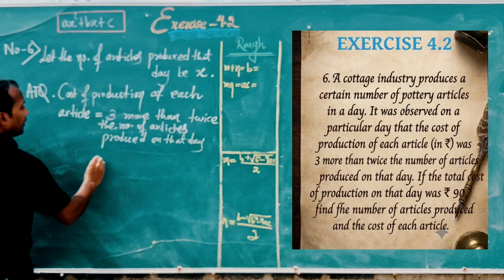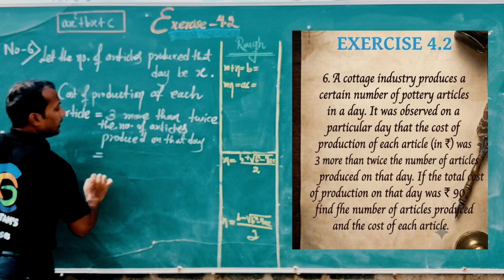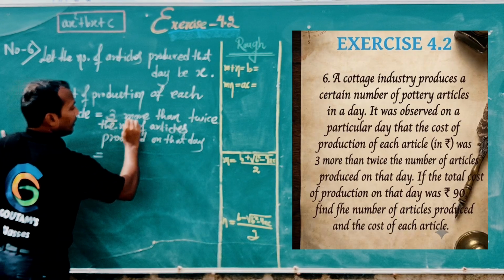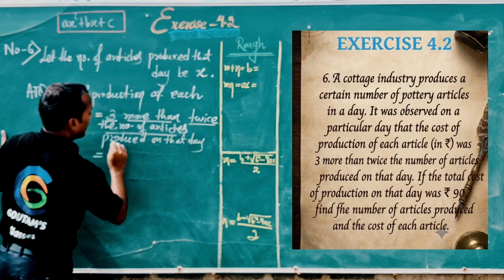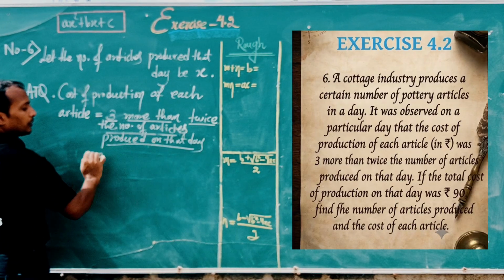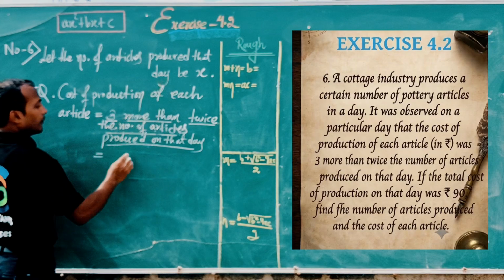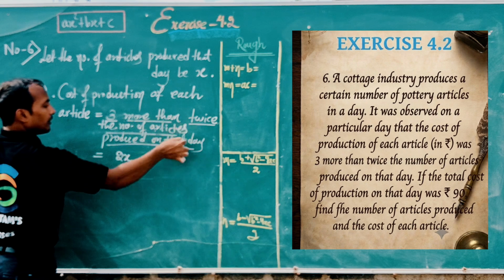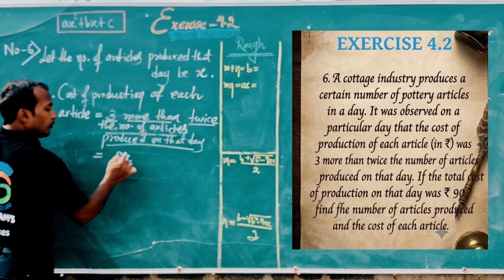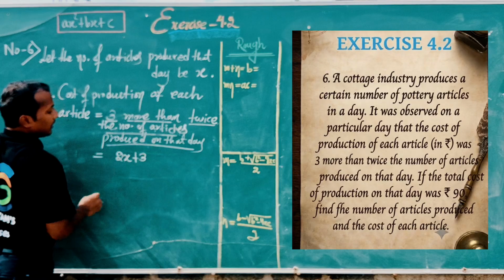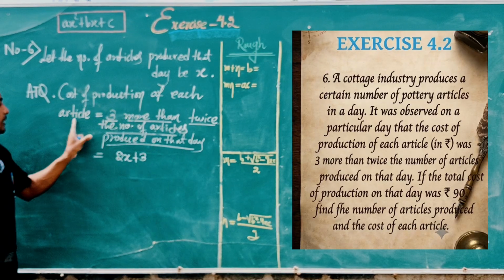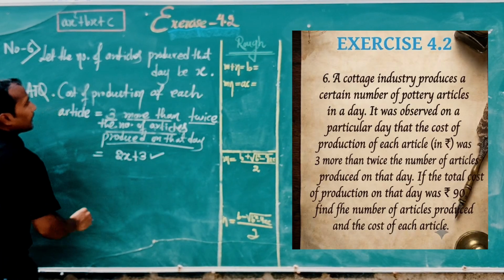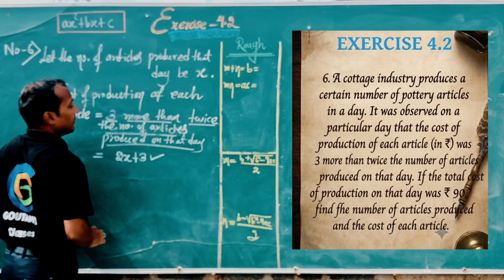Okay, so I will try to express this statement as an expression. 3 more than twice the number of articles produced on that day. The number of articles produced on that day is x. Twice of x means 2x. 3 more than twice of this means 3 more than 2x. So 2x plus 3. Okay, so we get the cost of production of each article is 2x plus 3. Now this is the cost of production and this is the number of articles produced on that day.